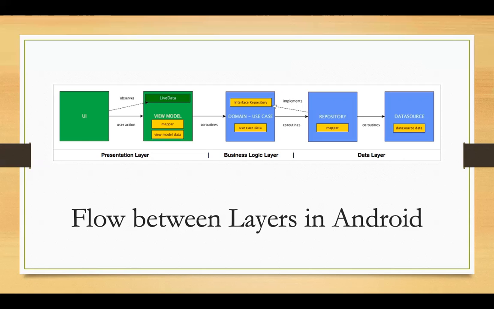The repository layer will actually fetch it from the data source and give it back to the domain layer, and that would reflect back into the view model. And since the UI is observing the view model, any changes in the view model data will then be reflected in the UI, and the user will be presented with the data he had requested.